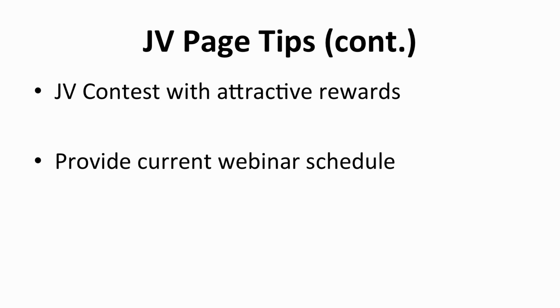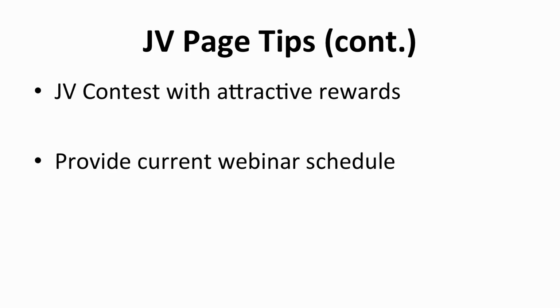To attract more JVs to join your affiliate program, a JV contest is a good way. Provide attractive rewards for the top 3 super affiliates who made the most sales. It motivates them to try harder to get more sales as well. The common reward is usually cash prizes. Provide the current webinar schedule.